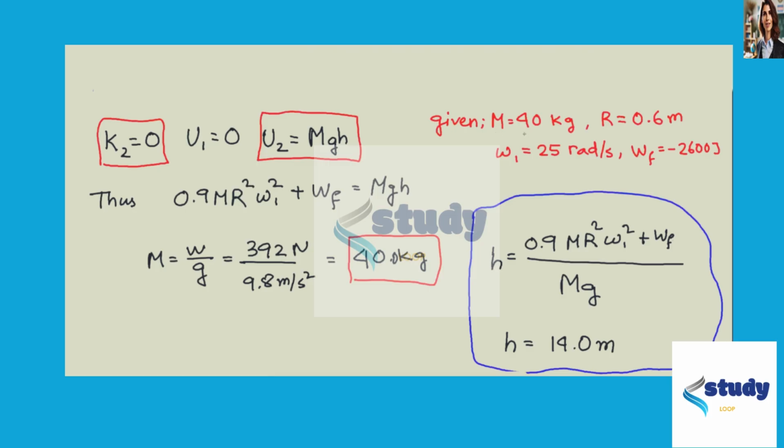And we're given all the values like mass, radius, omega 1, or the angular velocity, and the other form of work done, which is the work done due to friction. If we plug in all those, and remember there's a negative sign, so this will be negative while putting this in, we get the height as 14 meters.